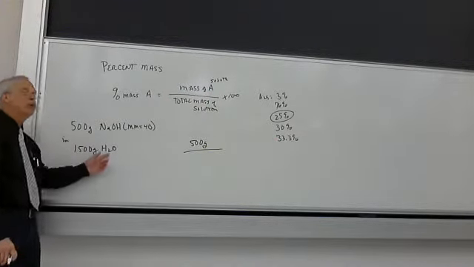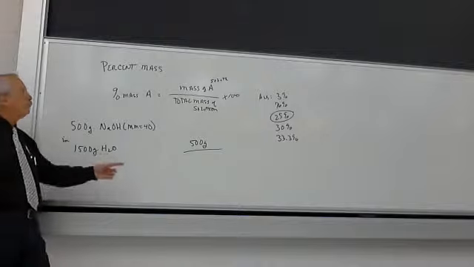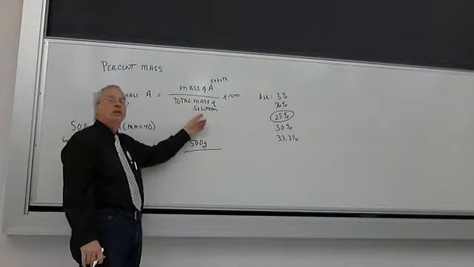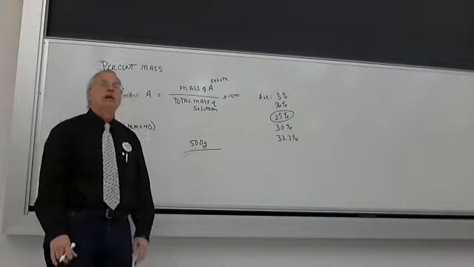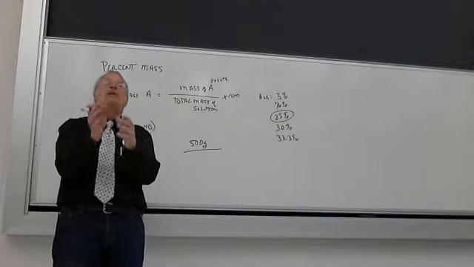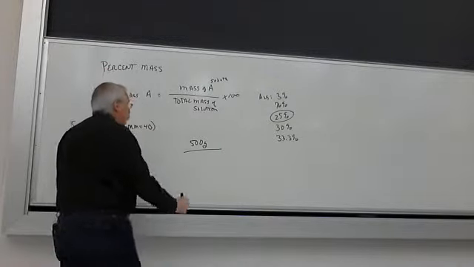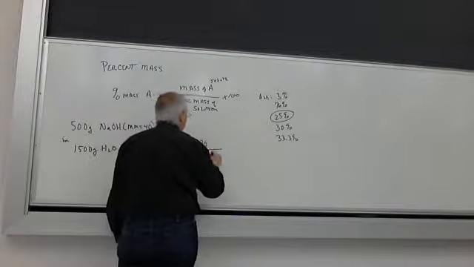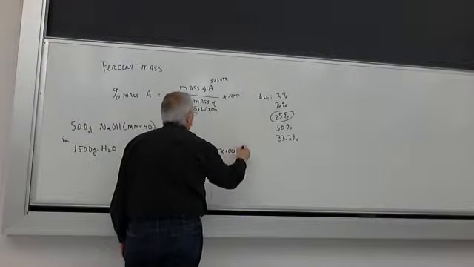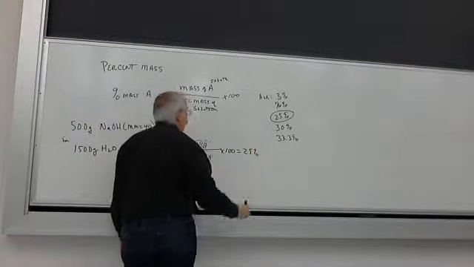But remember, this is just the solvent. This says total solution, and the solution is made up of the solvent and the solute. And so this has to be 2,000 grams. Then when you multiply by 100, you get 25%.